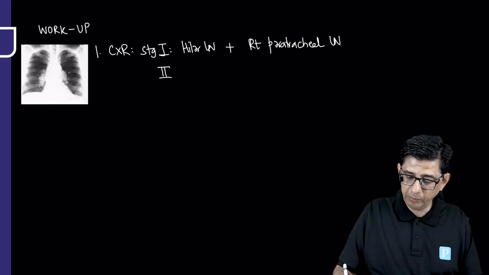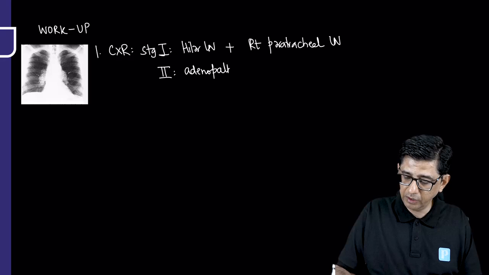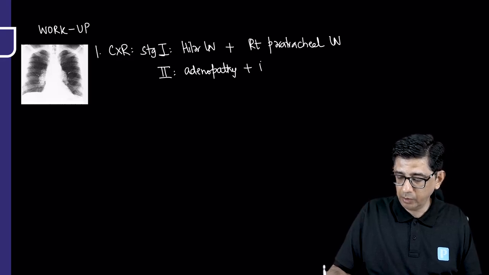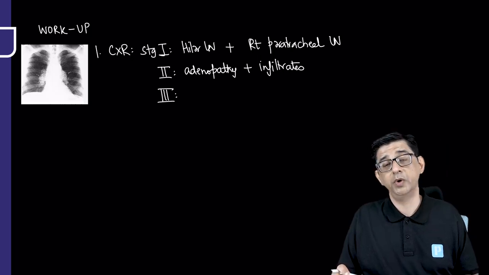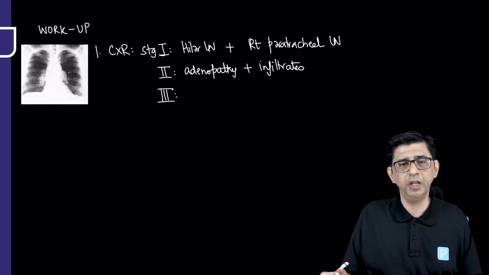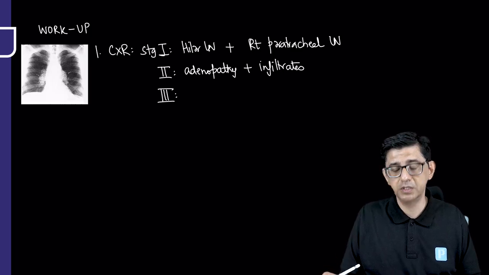In stage 2, we will have two things present. That would be enlarged lymph nodes, and lung infiltrates would now be visible, and the majority of cases of sarcoidosis have lung infiltrates in the upper lobes. I'll mention a list of those conditions where lung infiltrates in the upper lobes are present. TB is one such condition, but we'll make a list in a while.